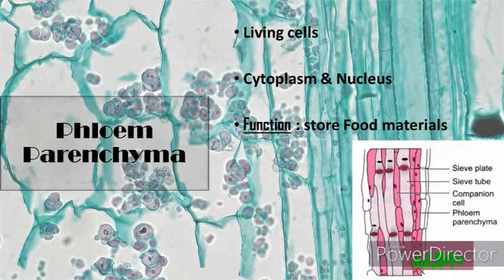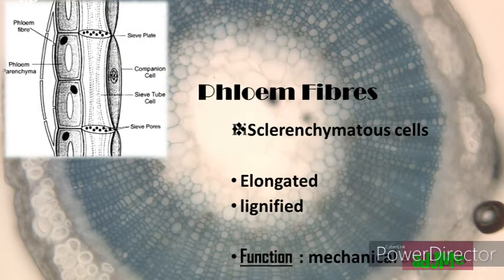The fourth and last type of phloem tissue is phloem fiber. These are mainly sclerenchymatous cells, with absence of parenchymatous cells. They are mostly sclerenchymatous cells. They are elongated and lignified. So the cells or the tissues are elongated, and the walls of the cells are made up of lignin.